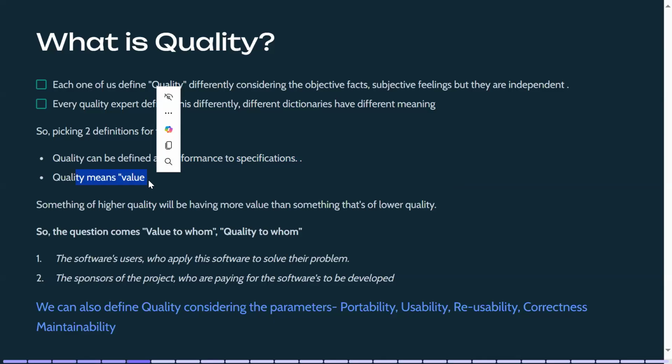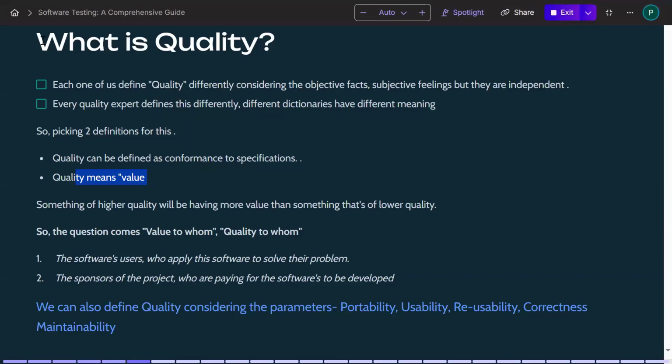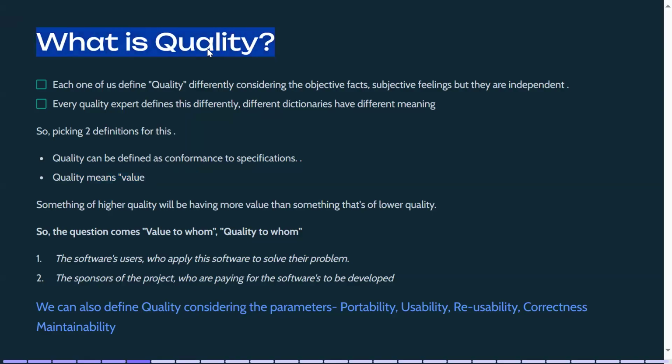How will we be measuring? We will be measuring how well it meets specified requirements, how well a product or service performs its intended functions, and how well it satisfies customer needs and expectations. Based on that, we will stand on the quality. Okay.